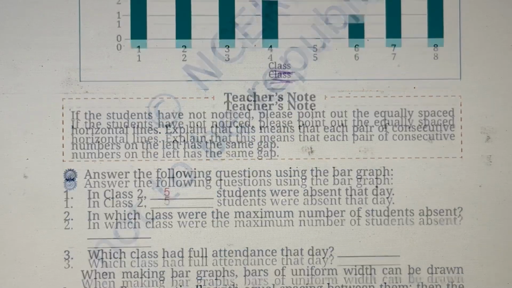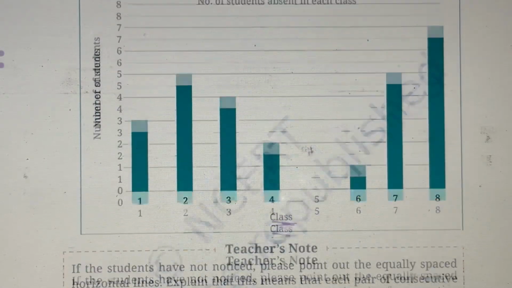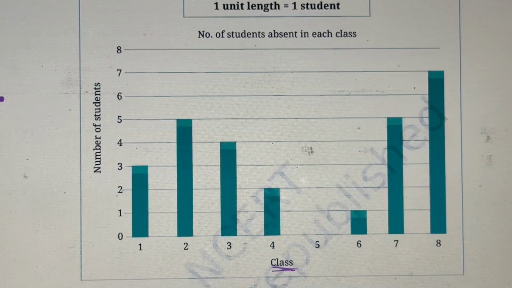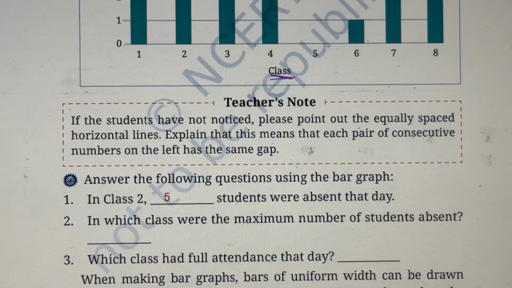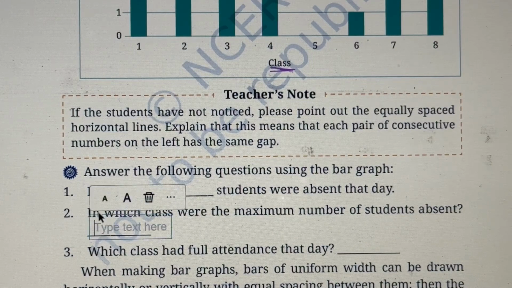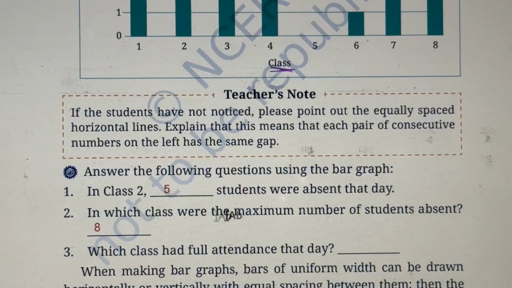So let us go back to the graph again and let us see the maximum. Where is the height? See, the maximum is in class 8, which is 7, but they have asked which class. That is also important, what is asked. They have asked for the class or the number of students? So what is the question over here? In which class were the maximum students absent? So you write 8. Don't write 7. They have not asked how many students were absent. They have asked in which class. So you will write 8.